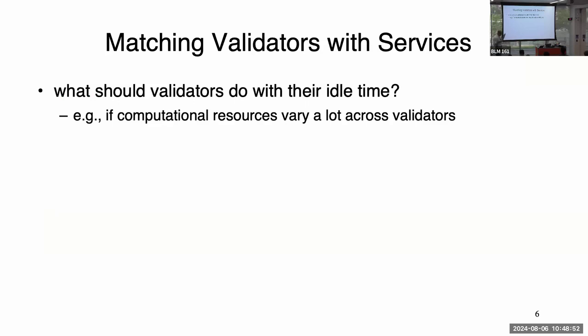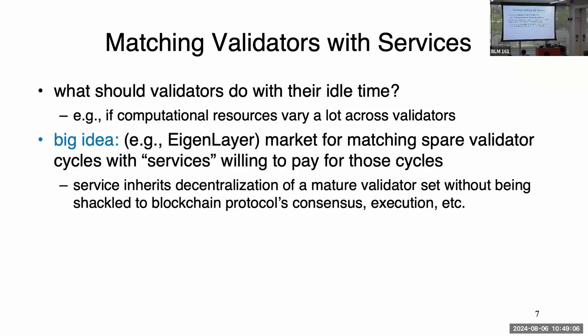Well, suppose some of the validators running one of these proof-of-stake protocols are bored. What if they have the computational resources to do far more than just run this blockchain protocol? How should those cycles be used? A really cool idea, which has gotten a lot of discussion in a couple of very high-profile projects launching over the past couple of years, would be to build, in effect, a matching market which matches spare cycles that these validators have to services that would be willing to pay for those cycles, for whatever reason.